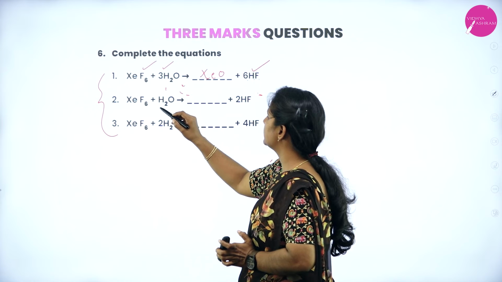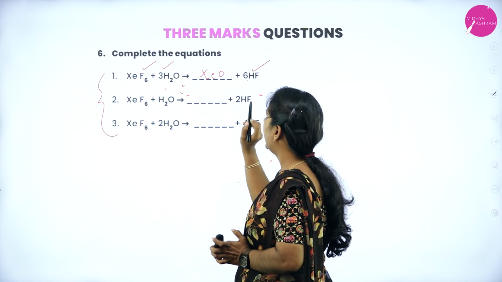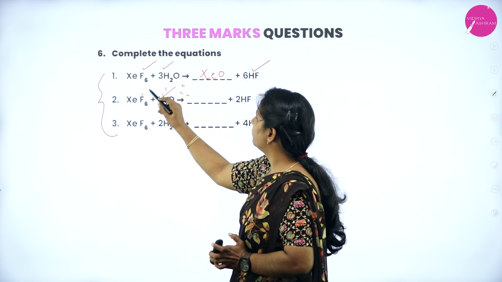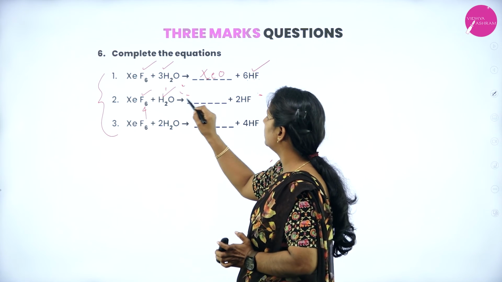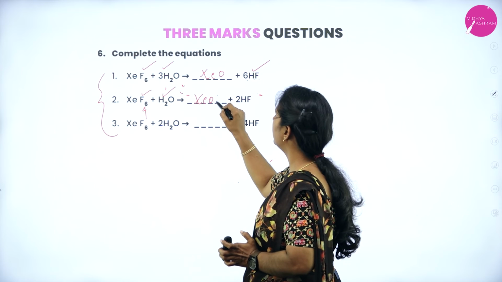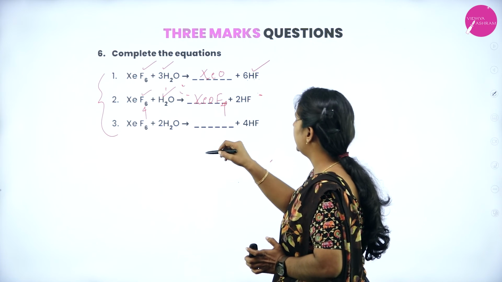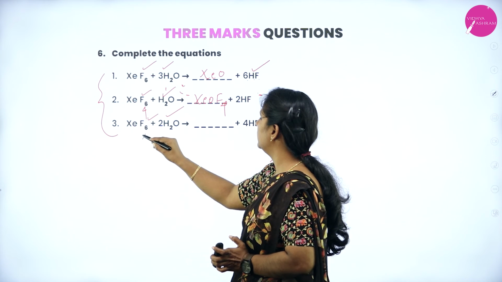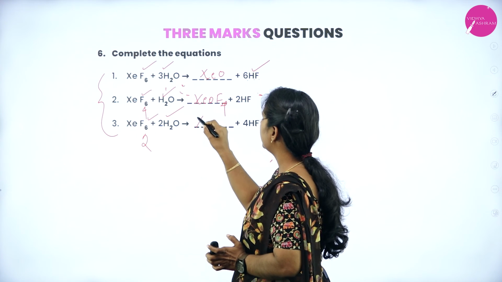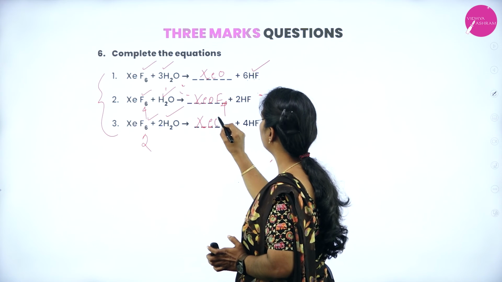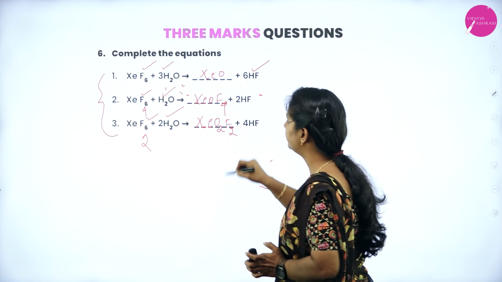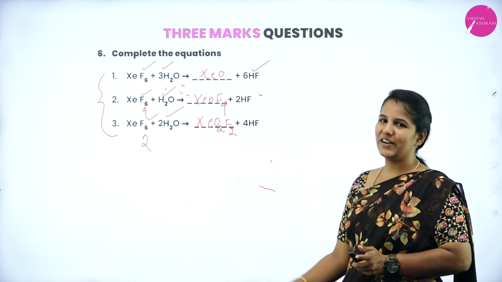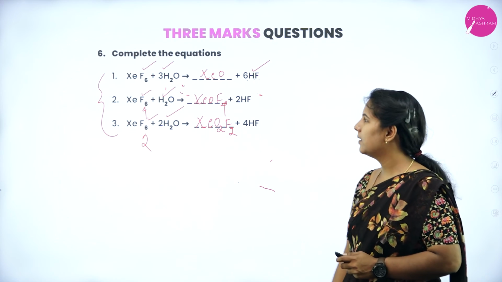See the next one, XeF6 plus 2 water. Hydrogen is used, and we have 2 fluorine left and we have 4 fluorine. Now I'll write XeOF4. Clear? Next, 4H, H is over and 4F they have given. Remaining 2 is there. So I'll write XeO2F2. Clear? It's very simple. Just look at the reaction and you can easily find out the end product.